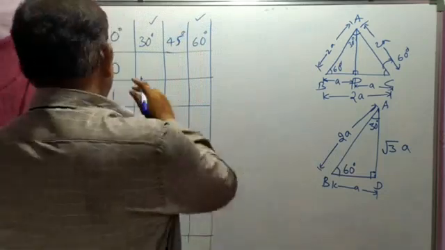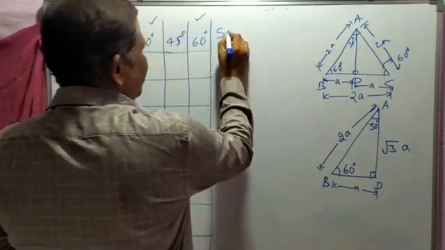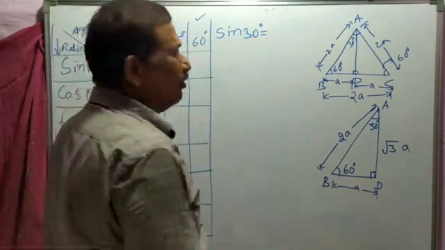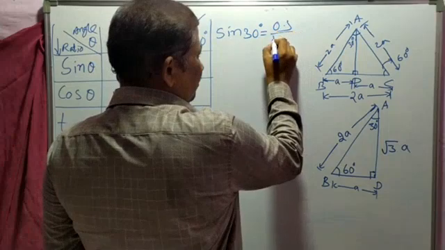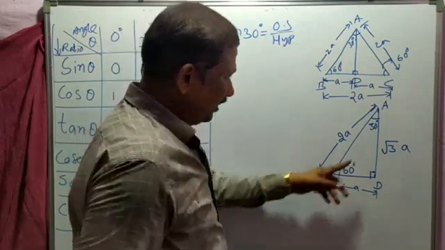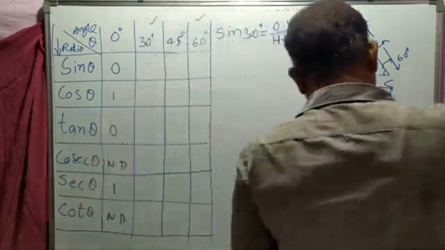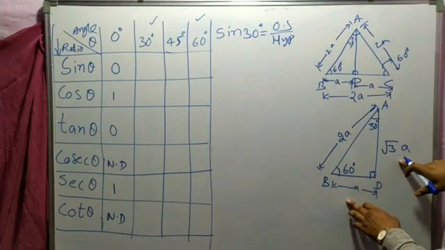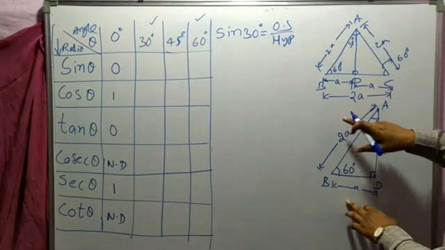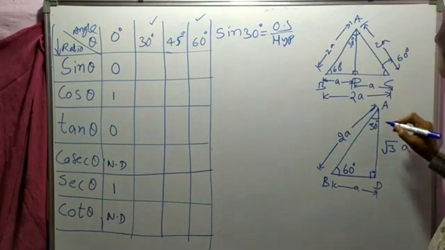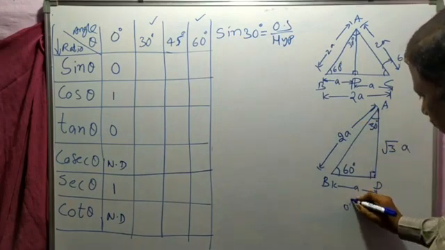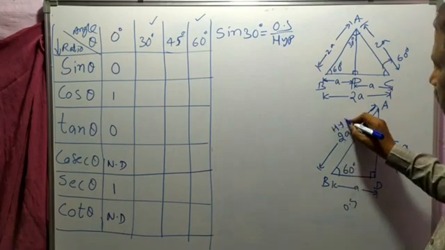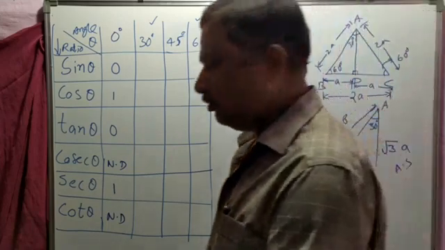Next, first sine 30 degrees. Same ratio we know, opposite side by hypotenuse. In this triangle, 30 degrees is this one. For 30 degrees, this is the opposite side, this is the adjacent side, and this is the hypotenuse. The hypotenuse is common for both angles, both acute angles.